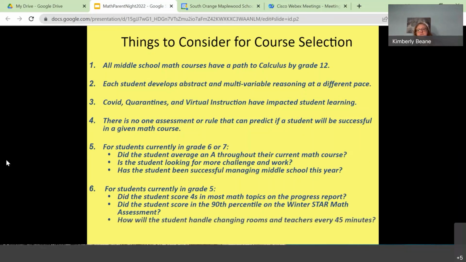And then the last thing is, how will students handle changing rooms and teachers every 45 minutes? So that's the last piece you really need to consider. And math does not operate in isolation.